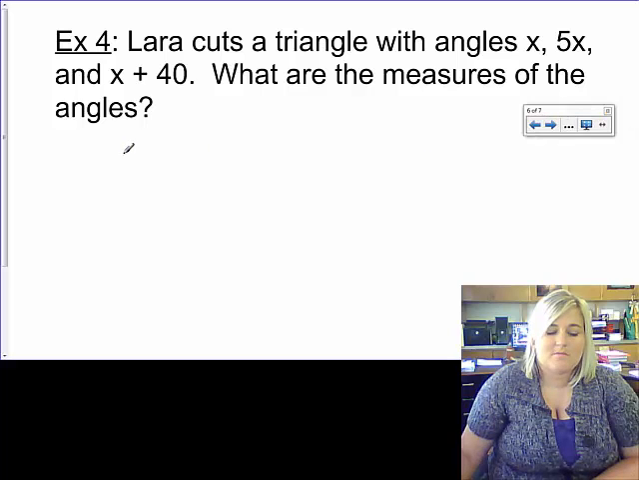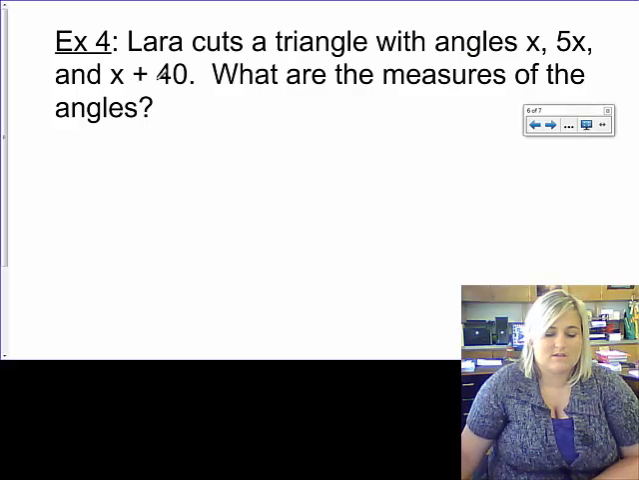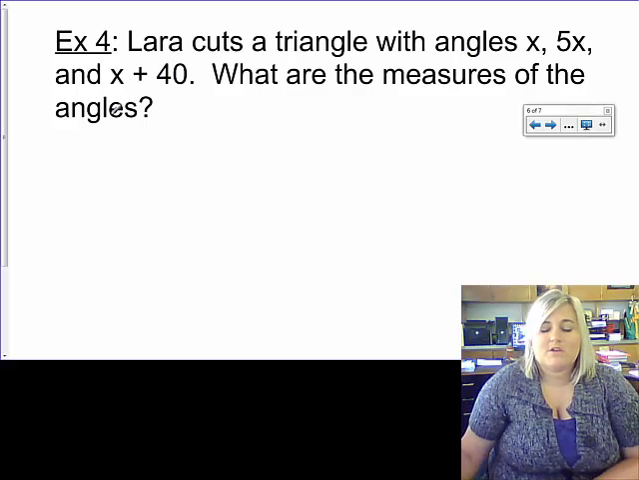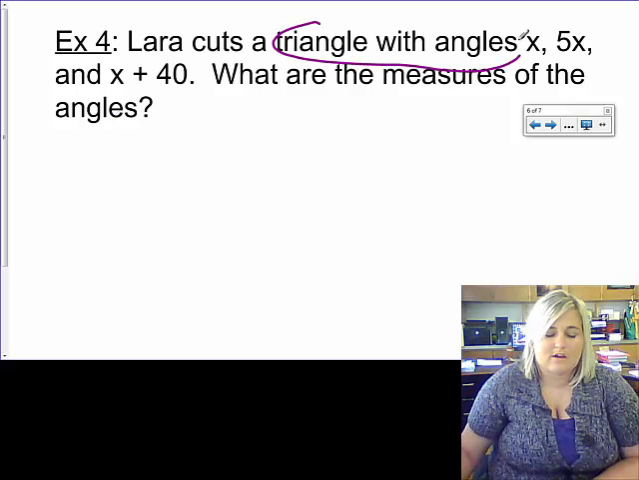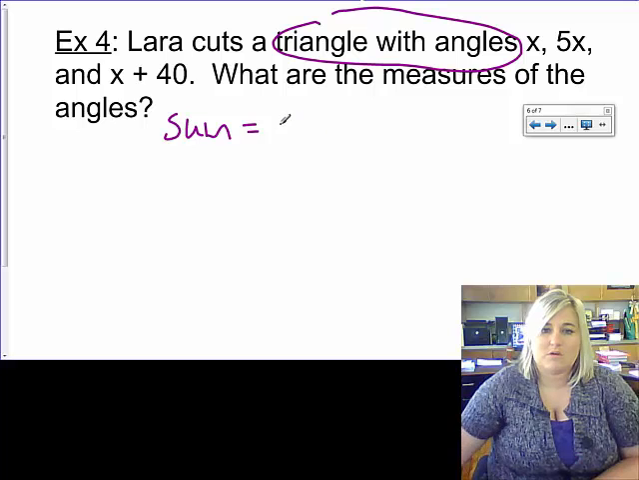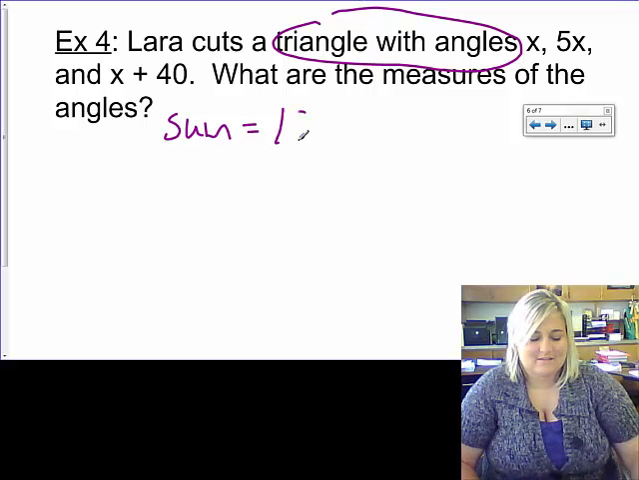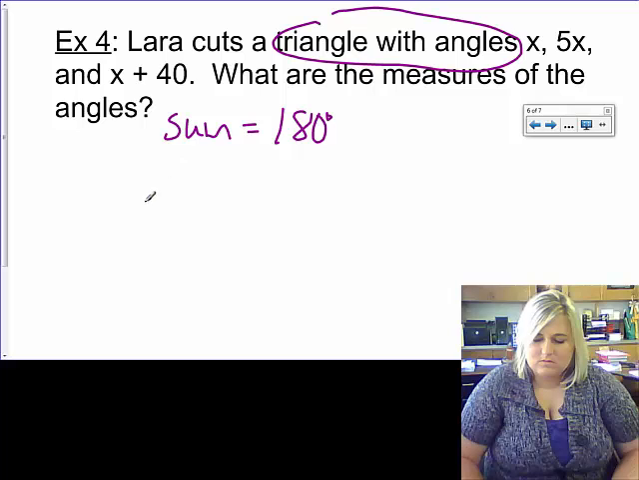Okay, final example here. It says Laura cuts a triangle with angles of x, 5x, and x plus 40. What are the measures of the angles? So first we have to have some background knowledge about the angles of a triangle. Something that we should always know about the angles of the triangle is that their sum is equal to 180 degrees. I hope that you were thinking that. So I know that if I add the angles that they've given me, it should equal 180 degrees. So, that being said, I want you to try it on your own paper and have that in your notes.